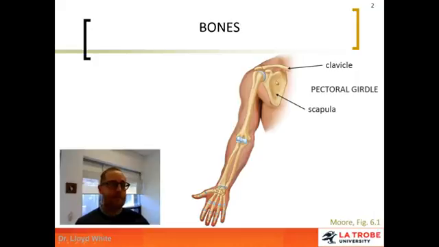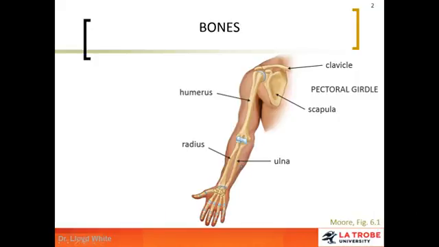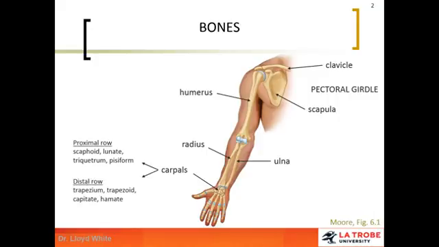Attaching to the scapula we have the humerus. Then in the forearm we have the radius on the thumb side and the ulna on the little finger side. Distally, the radius will articulate with the carpal bones, of which there are 8, in 2 rows. So in the first row, working from the thumb side across to the little finger, we have the scaphoid, lunate, triquetrum and pisiform. And in the distal row, another 4 bones, the trapezium, the trapezoid, the capitate and the hamate.